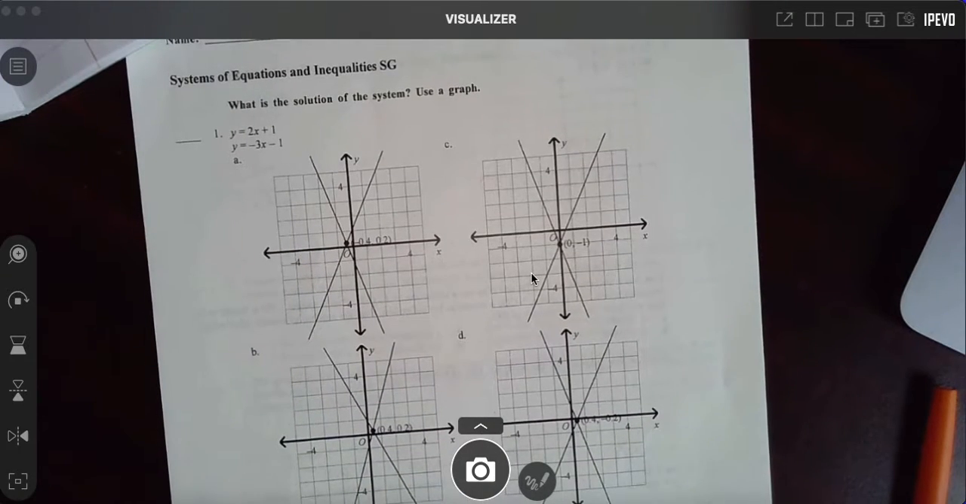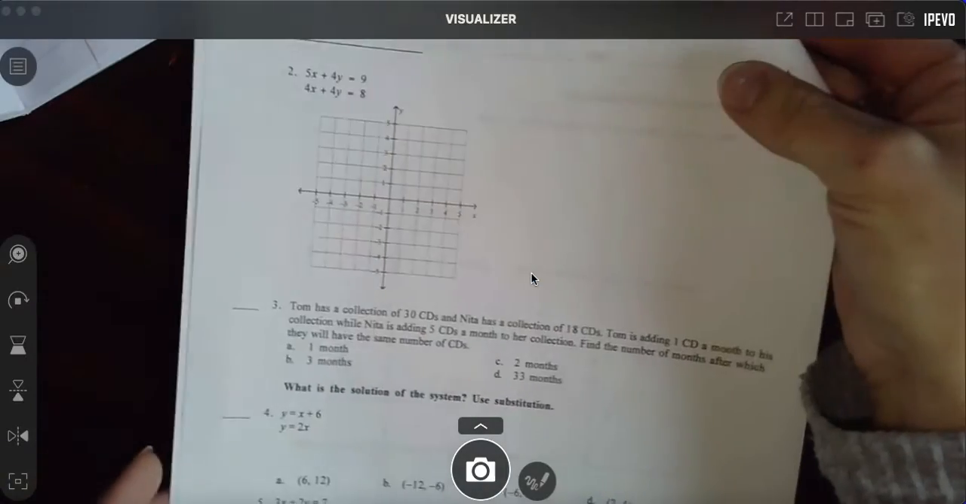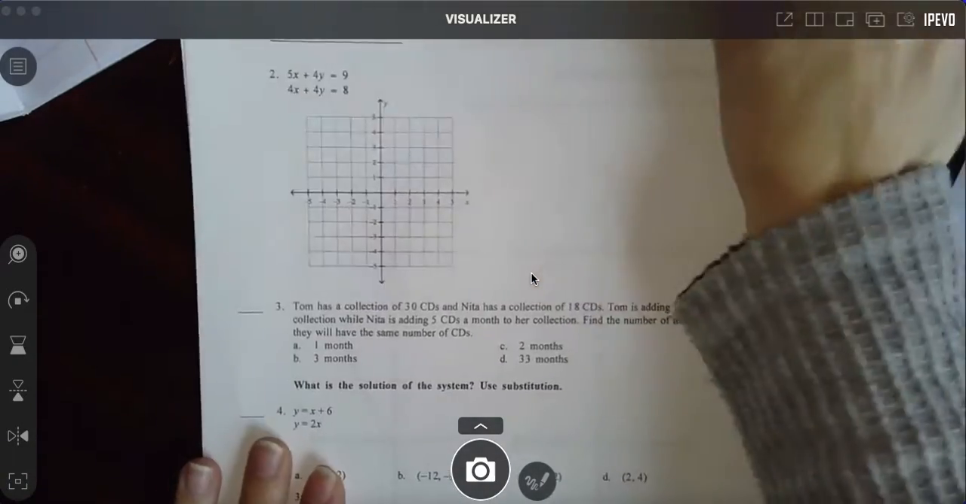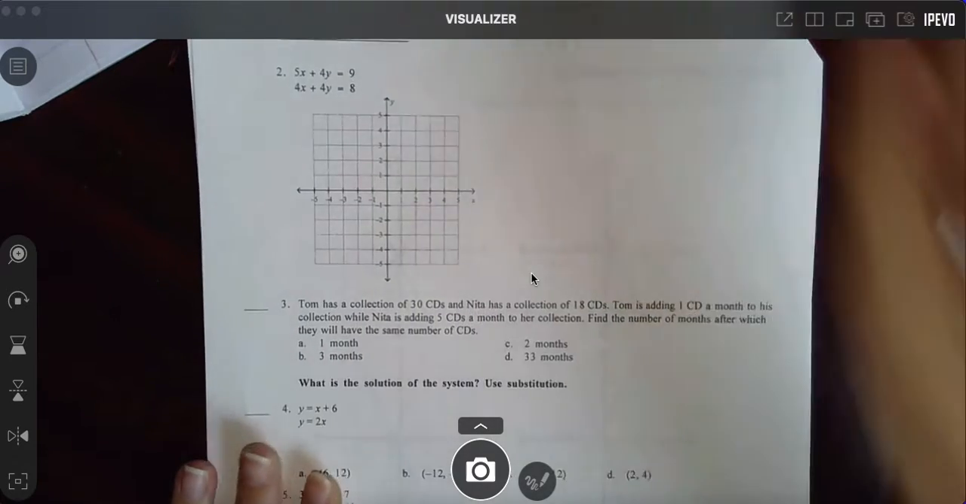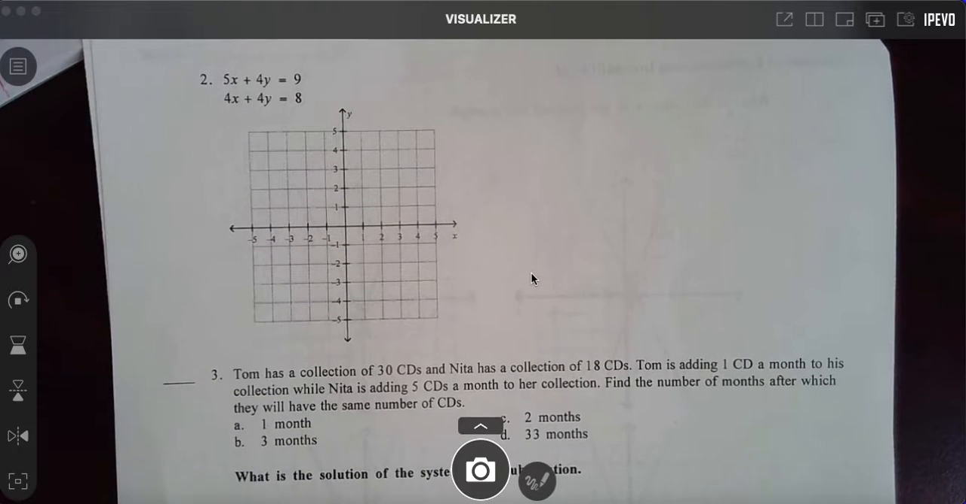Okay? Number 2, this one, let's see, I would graph them different. I'll just solve for y though, because that's what y'all are used to. I wouldn't personally do that. I'd find my x and y intercepts, but we'll solve them for y and graph them that way.